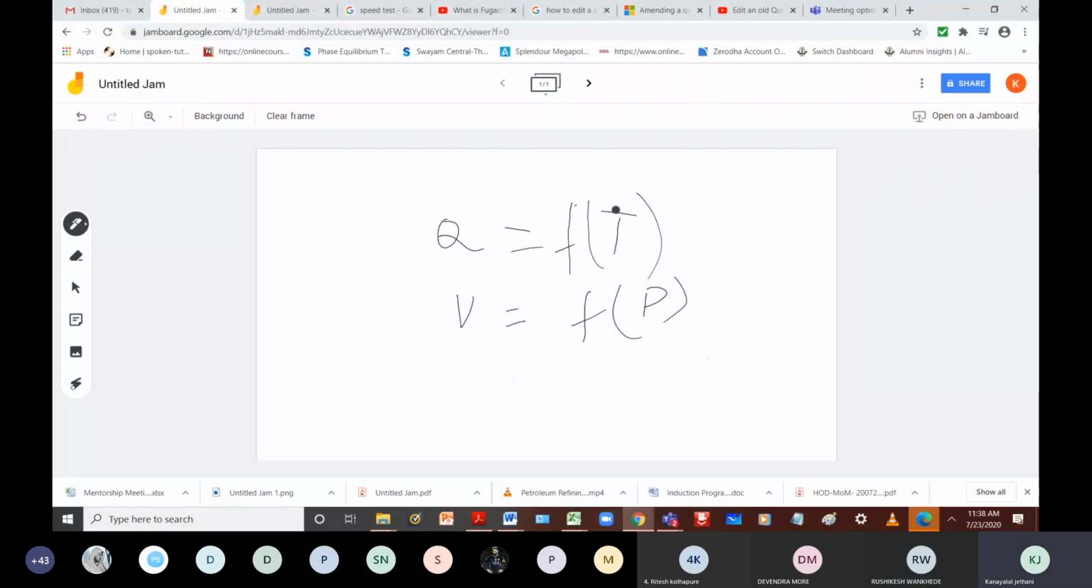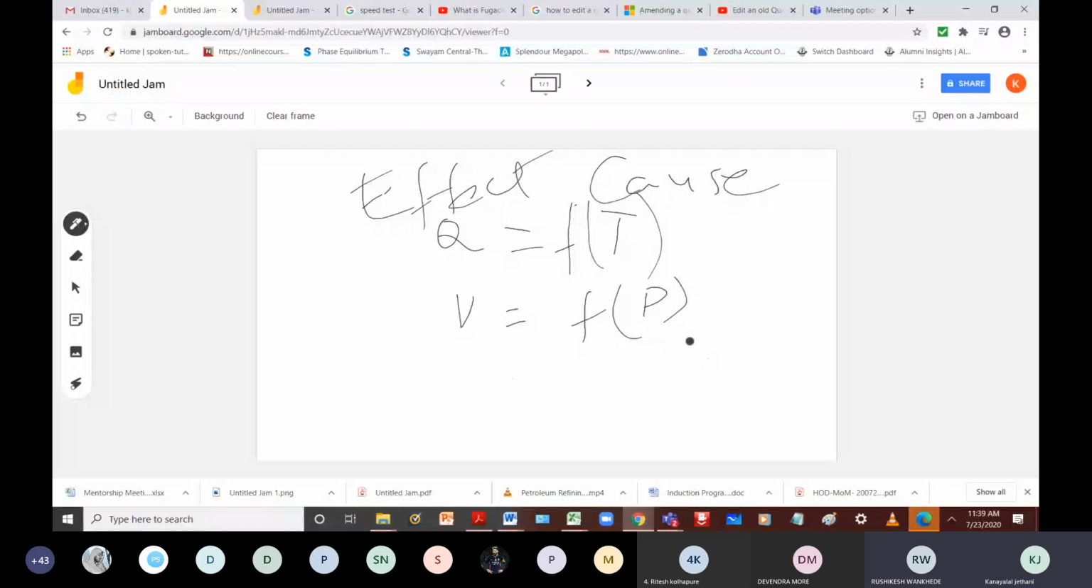Okay, so what you see here is the temperature is the cause and this is the effect. If there is no temperature driving force, there is no heat transfer. So the reason why heat transfer takes place is because there is a temperature difference. Similarly, the reason why liquid flows or gas flows or vapor flows is because there is a driving force in terms of pressure drop or pressure difference gradient.